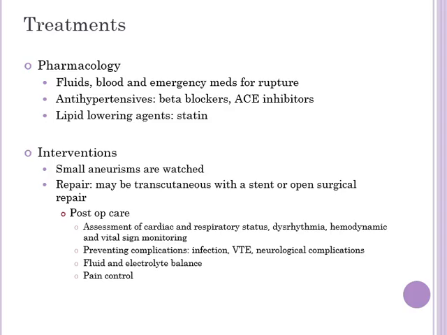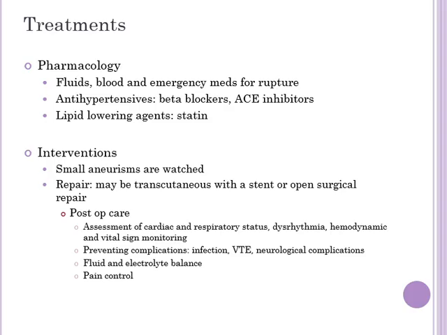So repair could be transcutaneous with a stent, so they do something along the lines of a heart cath, put a stent in their aneurysm, just think that's actually a really big stent, or it could be an open surgical repair, which is a much bigger surgery, much more difficult because they're going to have a large incision and have more rehab time from that.